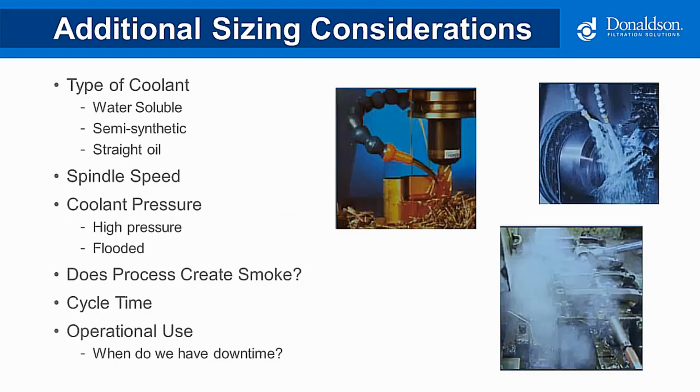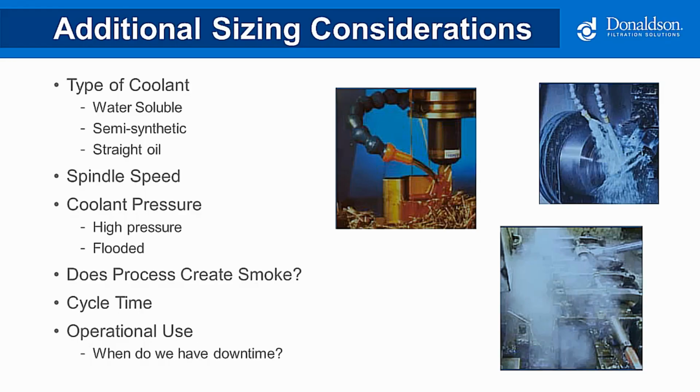After determining the airflow requirements, we have a few more considerations to review in order to choose the proper filtration technology. We need to know the type of coolant. Is it a water-soluble, semi-synthetic, or straight oil? This is going to help us determine the proper filter for your system. What is the spindle speed and coolant pressure? When you're dealing with higher spindle speeds and coolant pressures, they create a finer mist that's a lot harder to filter, especially with some of the older technologies that are available on the market.